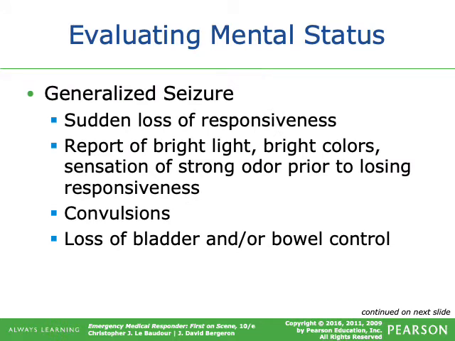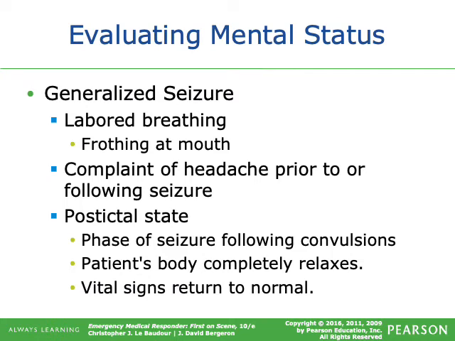All right, so how does a generalized seizure present? Typically, they're going to have a sudden loss of responsiveness. They may report a bright light, bright color, sensation of a strong odor prior to losing responsiveness. This is known as an aura. Convulsions, loss of bladder control and or bowel control. They're going to experience labored breathing and probably frothing at the mouth. They're going to complain of a headache prior to or following the seizure.